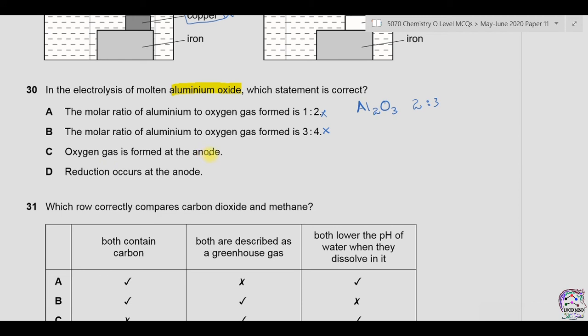C. Oxygen gas is formed at the anode. Now we have two types of ions. One is the aluminum ion, the second is the oxide ion. The aluminum ion is a cation and cations move towards the cathode, while the oxide ion is an anion and anions move towards the anode. So oxygen gas is formed at the anode, so this is correct. D. Reduction occurs at the anode. At the anode, oxide loses 2 electrons, so this is not reduction, it is oxidation. So D is incorrect. The correct option is C.